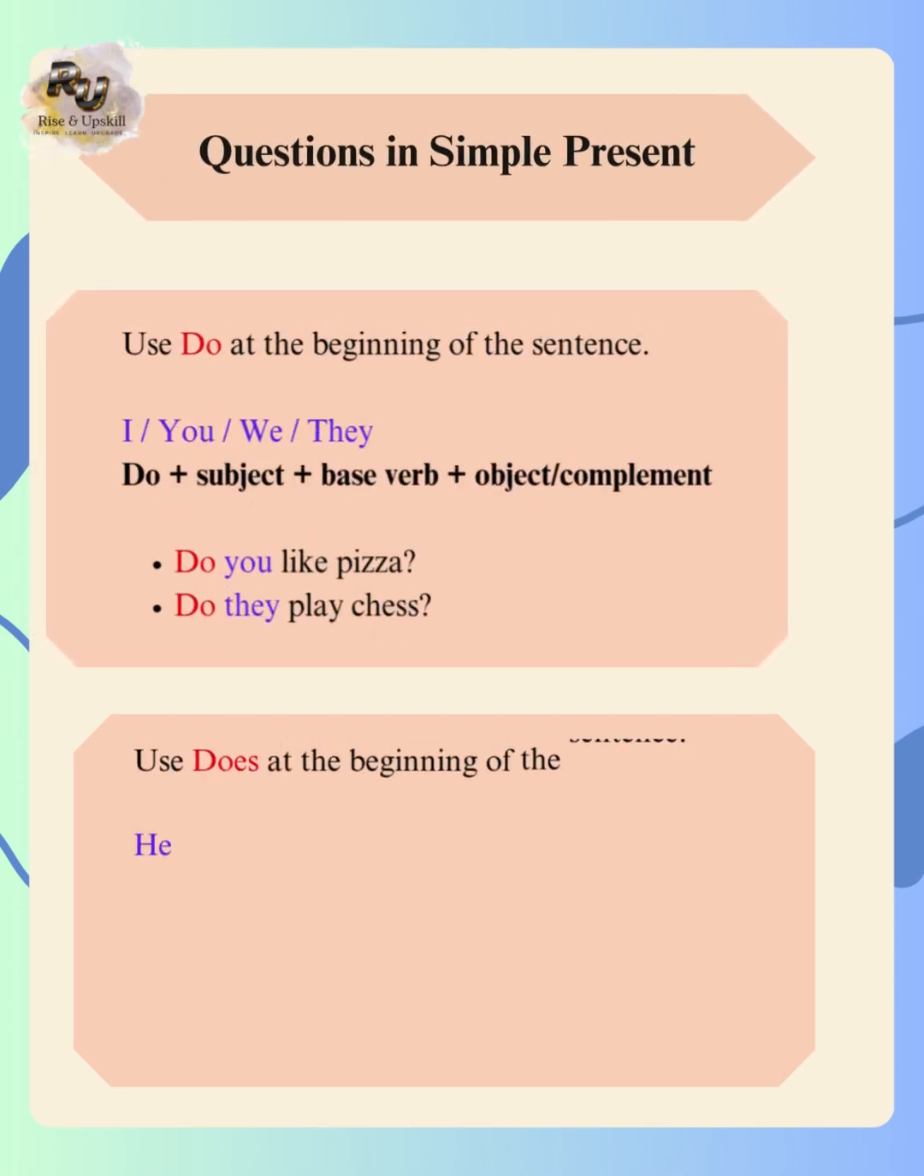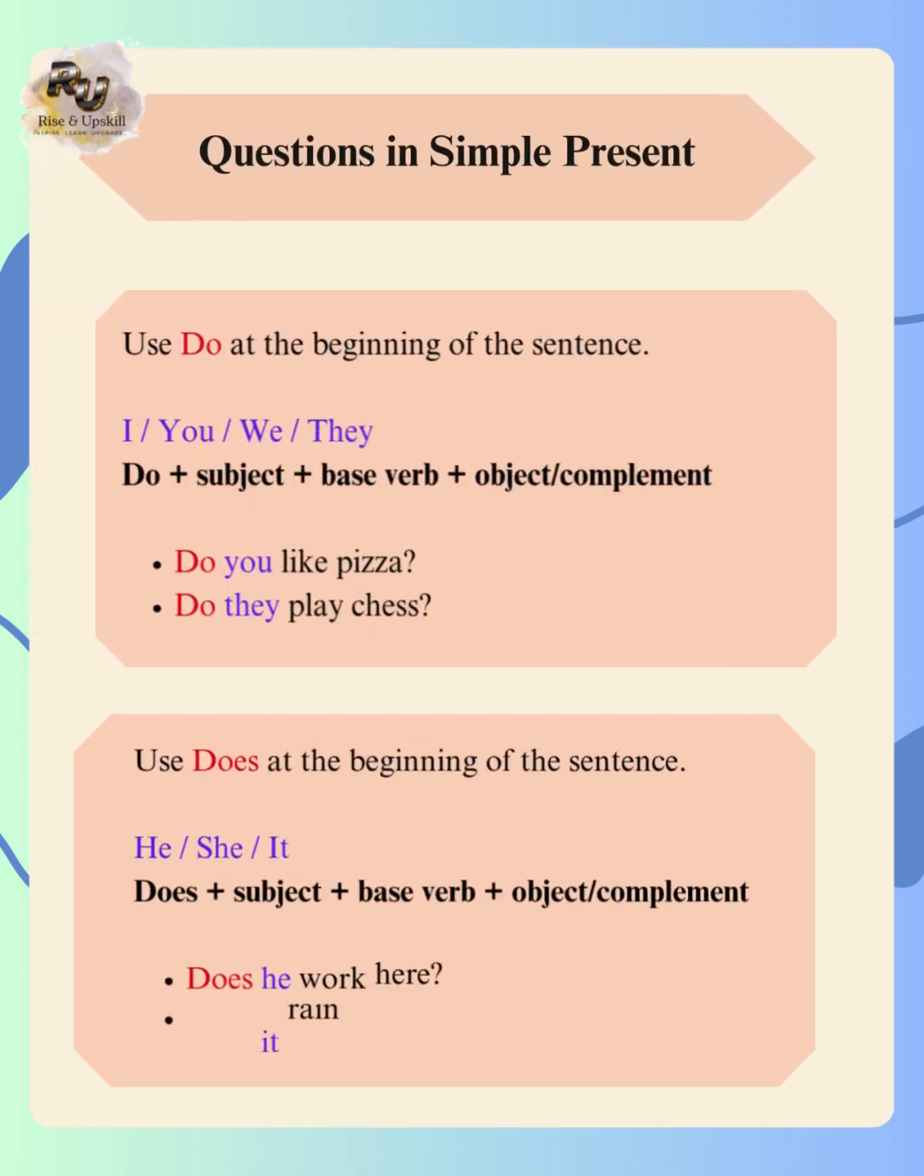Let's look at how to form questions in the simple present tense. Use do at the beginning of a sentence with I, you, we, and they to make a question. For example, do you like pizza? Do they play chess? The sentence structure is do plus subject plus base verb plus object or complement.